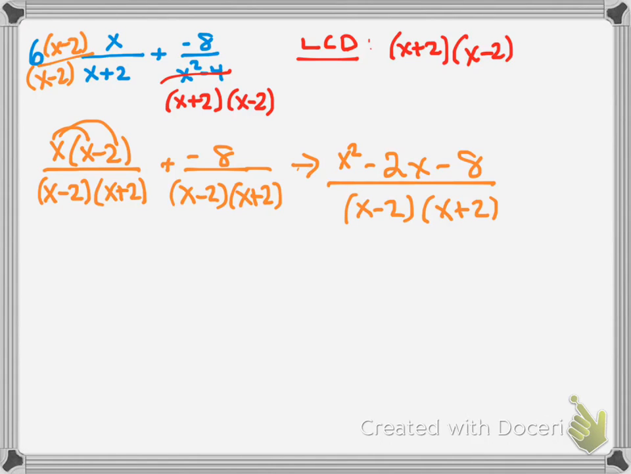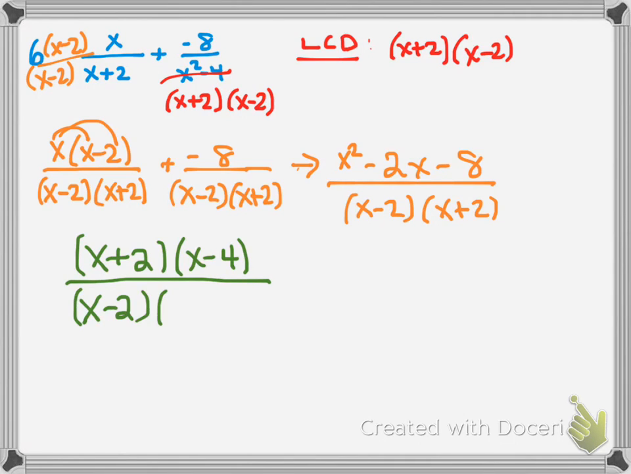So we need to see if this factors, and we want to ask ourselves, okay, what's going to multiply to give me negative 8 that's going to add to give me negative 2? So what multiplies to give me negative 8 and adds to give me negative 2 is going to be negative 4 and positive 2. So let's write that out and see if it cancels with any factors we have in our denominator. So we have x plus 2, x minus 4, all over x minus 2, x plus 2.